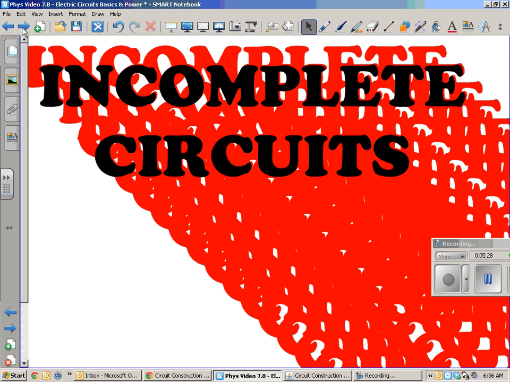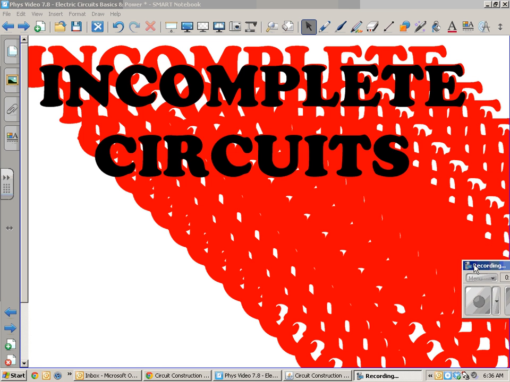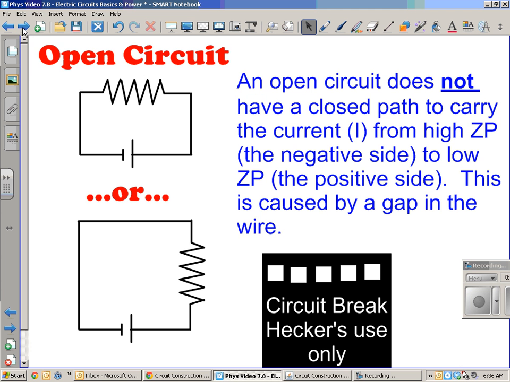All right, so incomplete circuits. I don't know if you can read this, but it says incomplete circuits. And it basically gives us some examples of things that can go wrong with circuits. So here they are. The first thing that can go wrong is you can have what's called an open circuit.